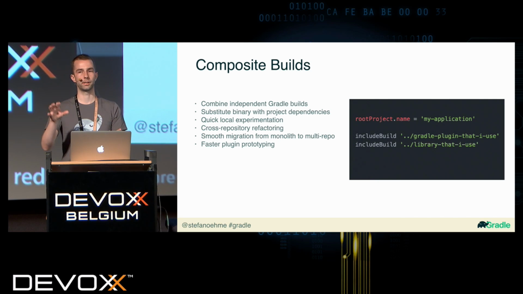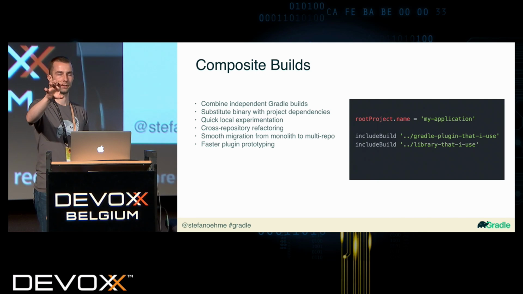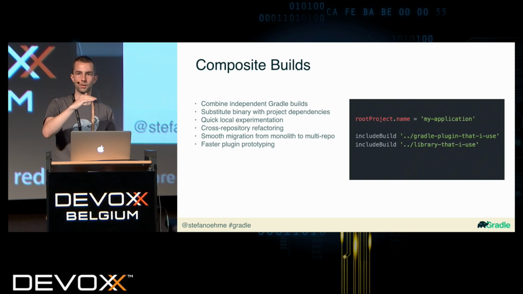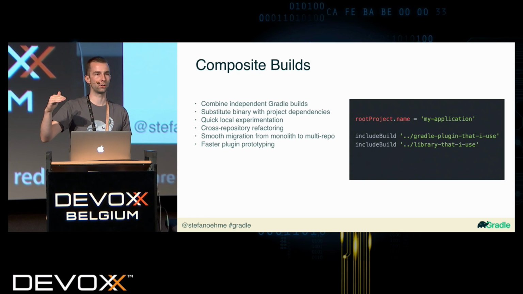And once you have that, you can then go and say, okay, let's take this one build, take it out of the monolith, put it in its own repository, publish it, and use a binary dependency instead. So it's a very smooth migration path away from monolith if you need that.